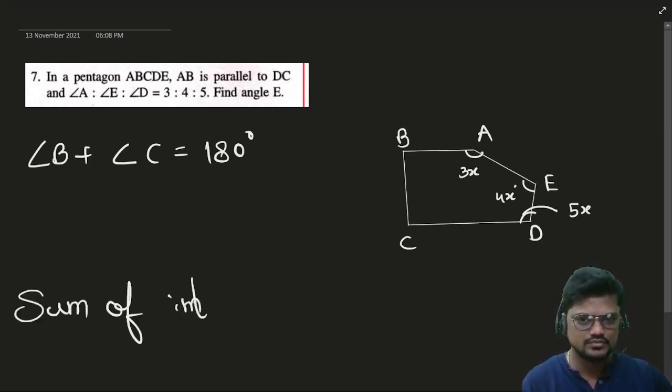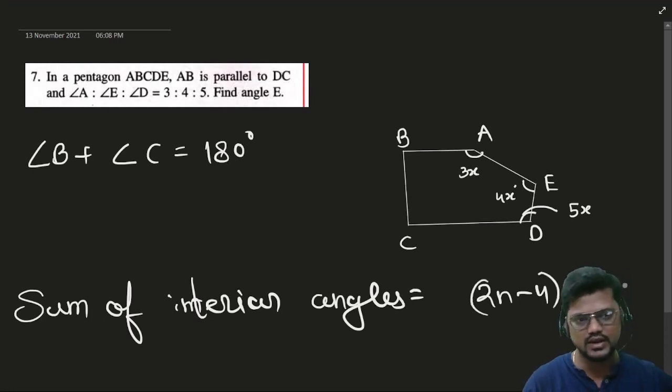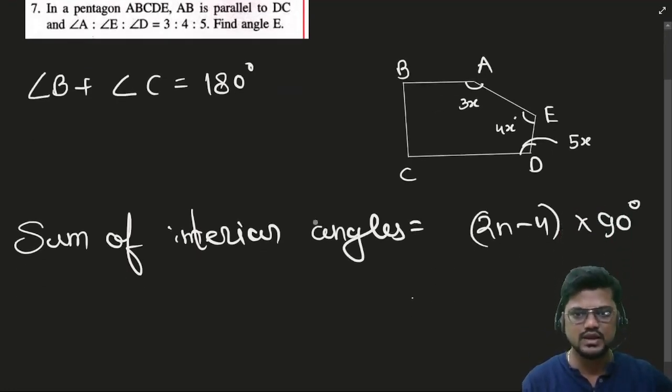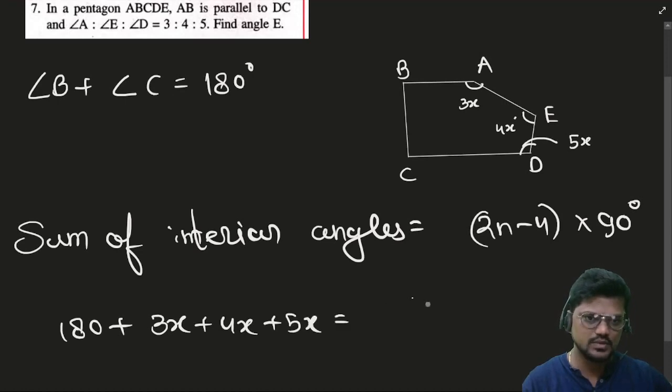Sum of interior angles will be equal to 2n minus 4 into 90 degree. So this 180 plus 3x plus 4x plus 5x will be equal to 2 into number of sides, which is 5. So 2 into 5, that is 10. 10 minus 4 is 6. 6 into 90 are 540.